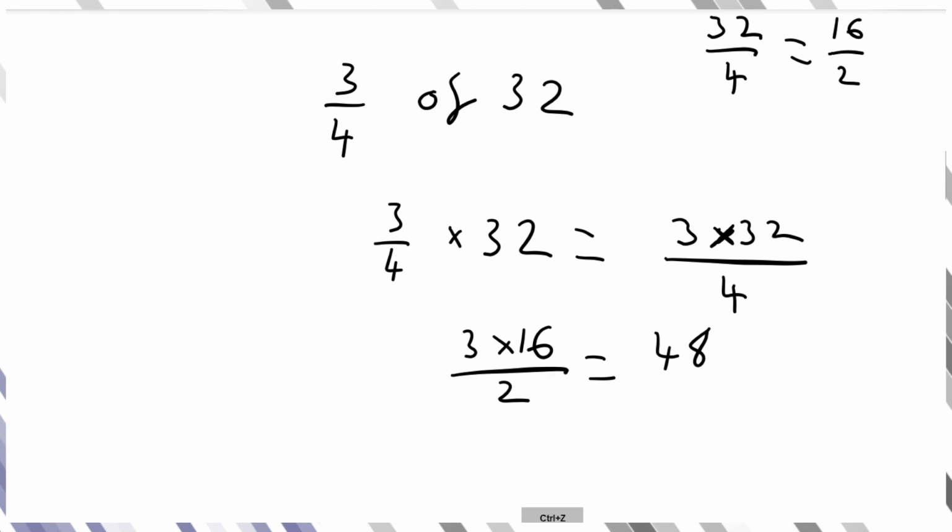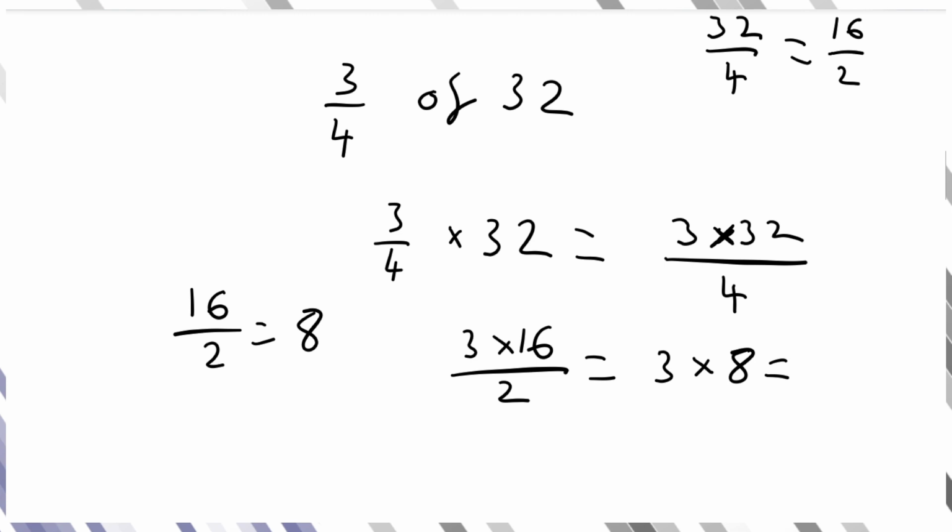Or, if we don't want to do 3 times 16 for 48, we could simplify 16 over 2, because 16 over 2 simplifies down to just 8 over 1, or just the number 8. So this could be 3 times 8 over 1. Or just 3 times 8, which is 24. So all three methods there will give us the same answer, 24, and you can do whatever works.